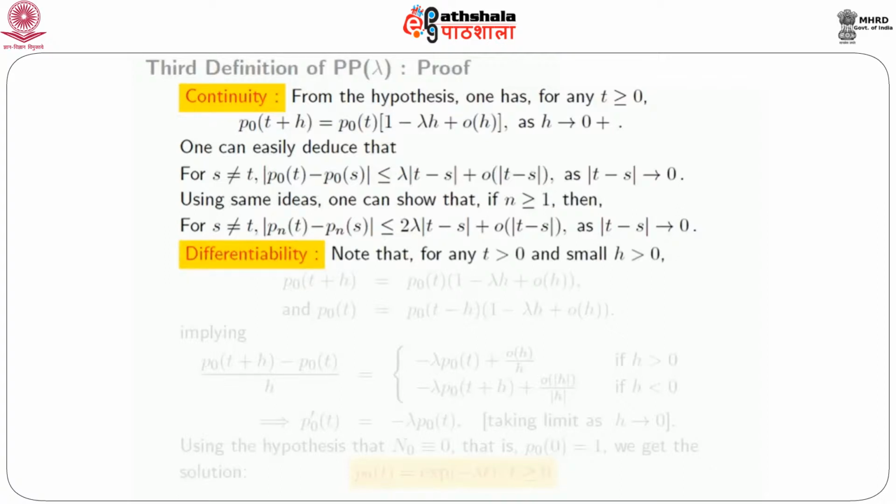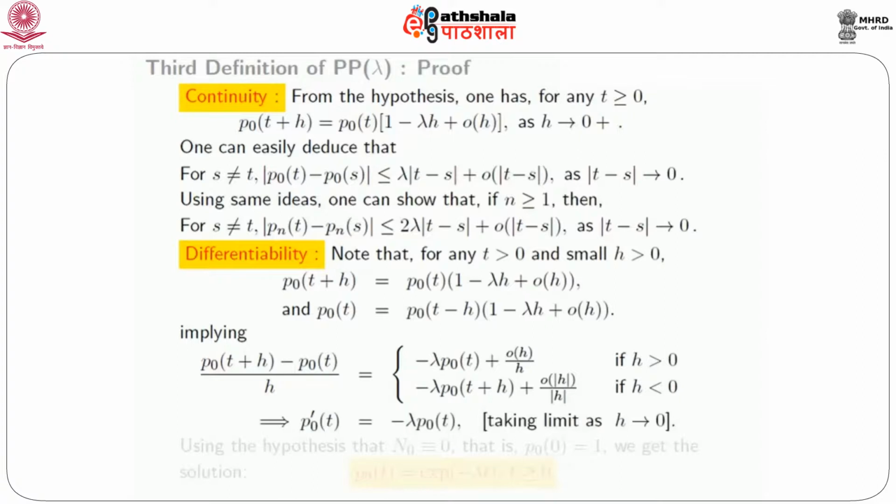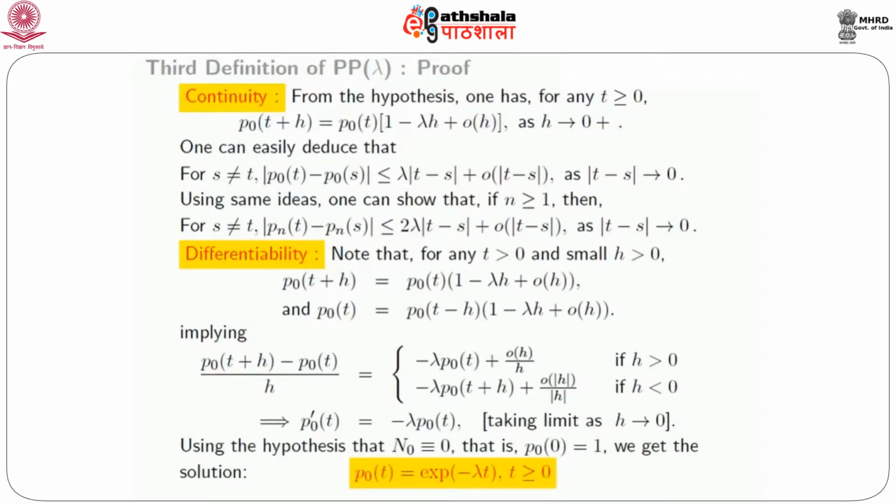Now we move on to proving differentiability. Note that for any t positive and small h positive, again we can write P0(t plus h) as P0(t) times 1 minus lambda h plus little o of h. So this is something we have already seen before.